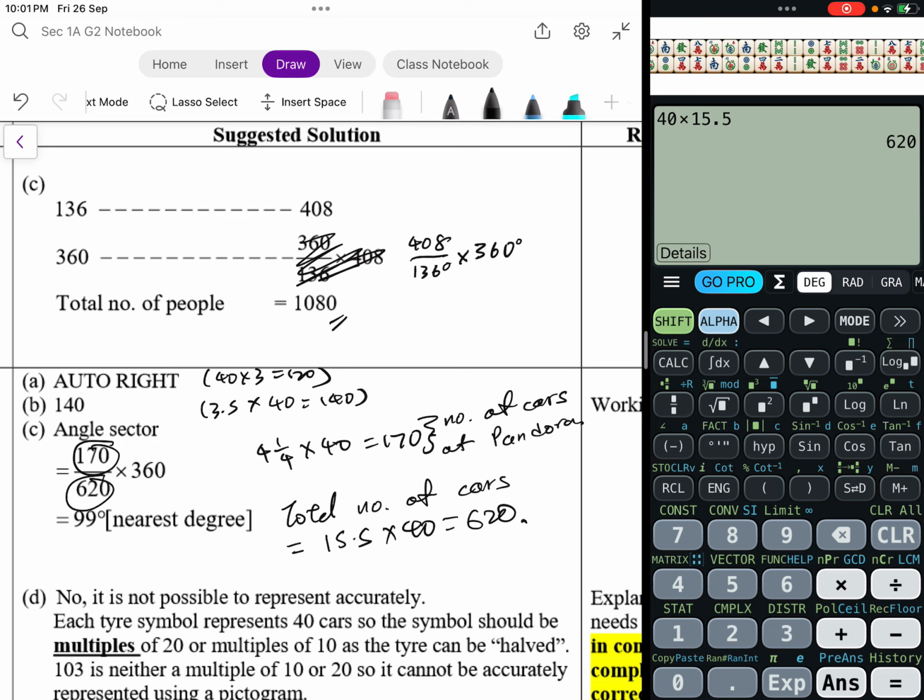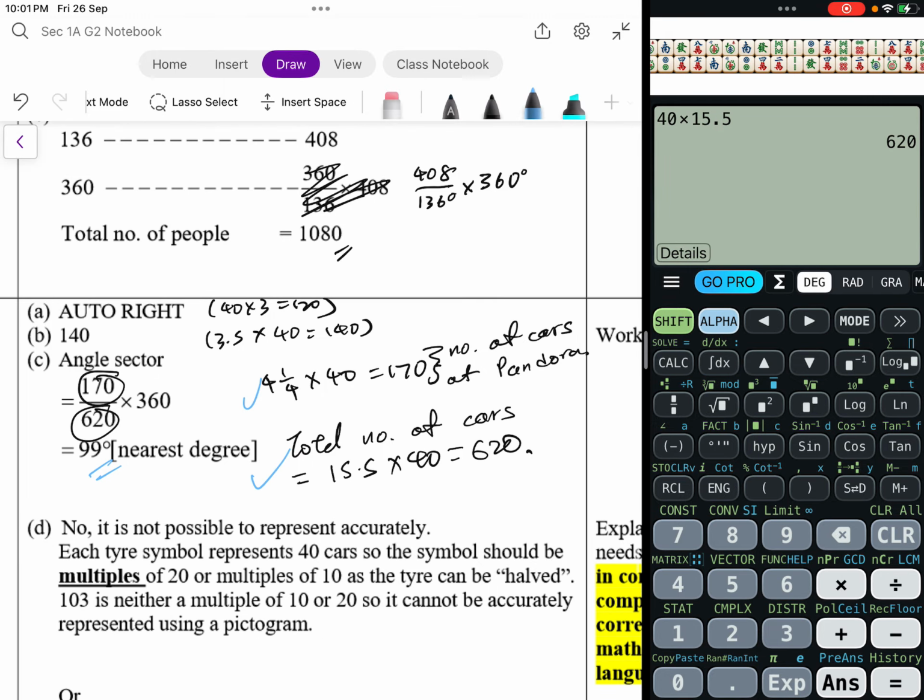Okay, by right, you should have all this working. I don't know why they excluded it. Okay, you should have this. Alright, that's 170 over 620 times 360. 170 divided by 620 times 360. Alright, then you round it off to your nearest degree.